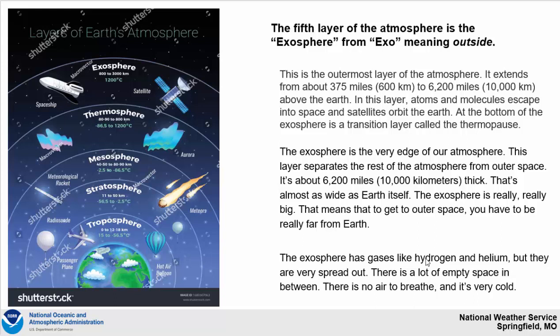It is about 6,200 miles thick. That's almost as wide as the Earth itself. The exosphere is really, really big. That means that to get to outer space, you have to be really far from Earth. The exosphere has gases like hydrogen and helium, but they are very spread out. There is a lot of empty space in between. There is no air to breathe, and it's very cold.